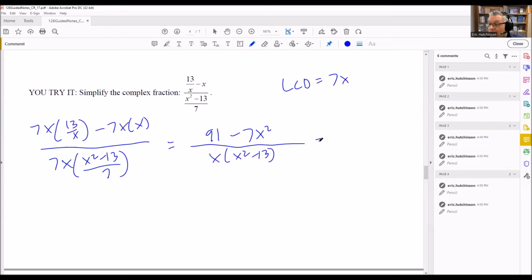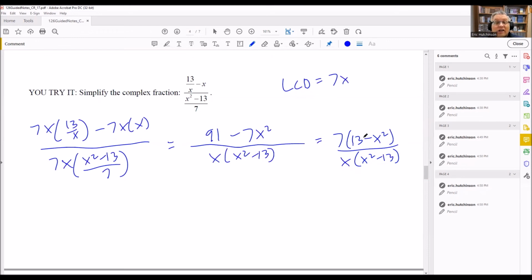On top, I want to factor out a 7. In doing so, I get 91 divided by 7 is 13 minus x squared. At the bottom, I have x times x squared minus 13. Now, this is a little bit different than the previous one. It's not exactly the same thing that I have. In the previous example, I had a plus sign there, but this time I have a minus sign.